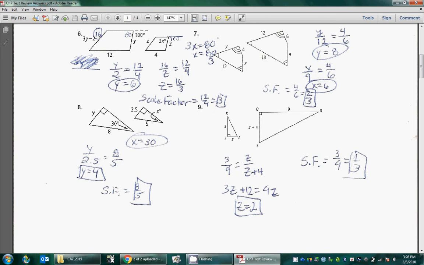To find z, the problem is z is that front bumper. It's matching with this 3y minus 2. I can't solve two variables at once, but luckily we have already found y. We found y is 6. So when I plug in y of 6, I've got 3 times 6 minus 2. 3 times 6 is 18, minus 2 gives me 16.